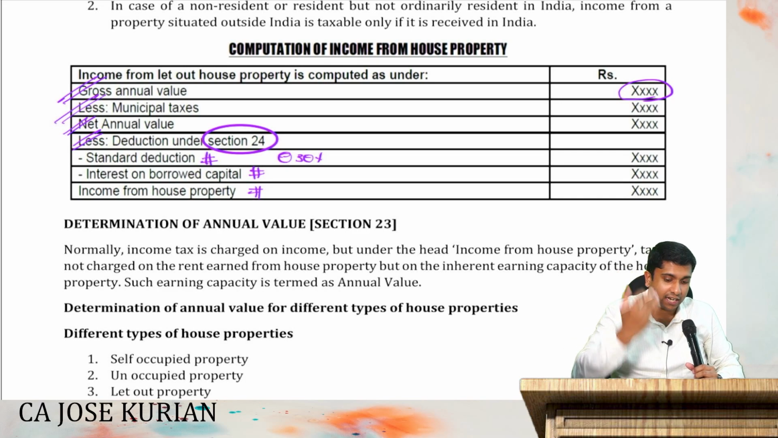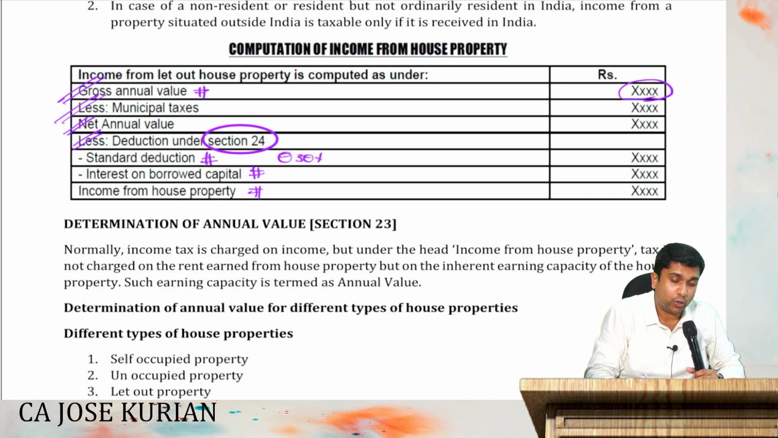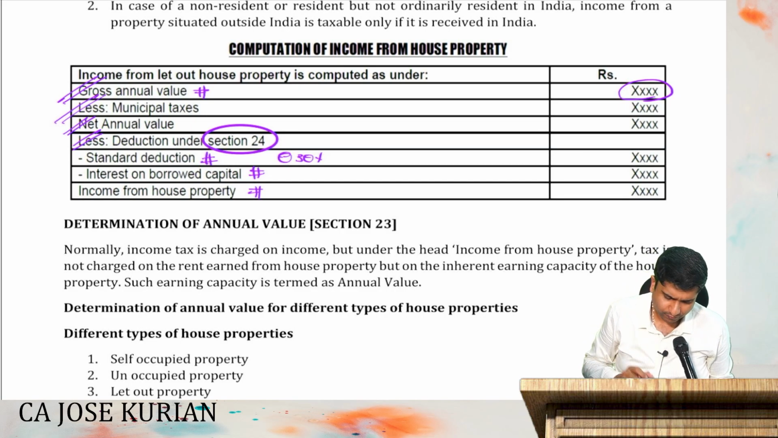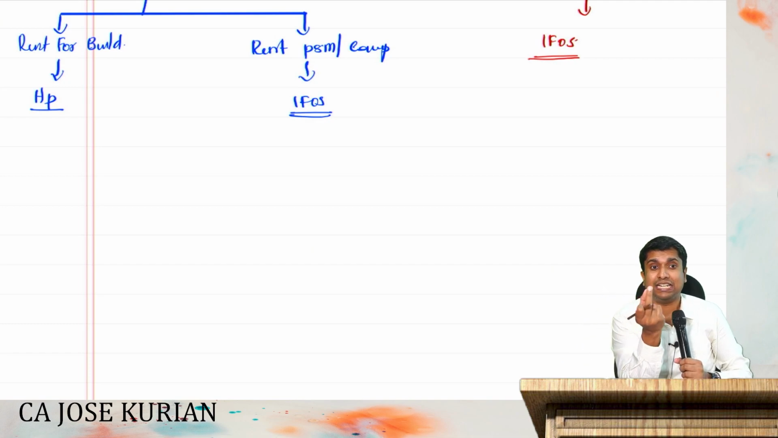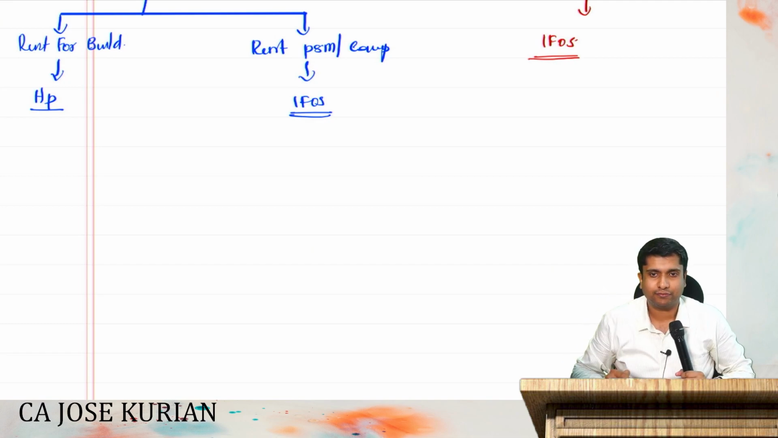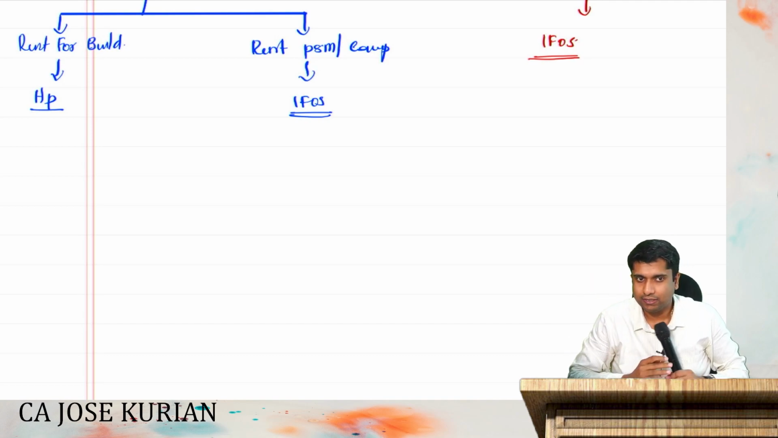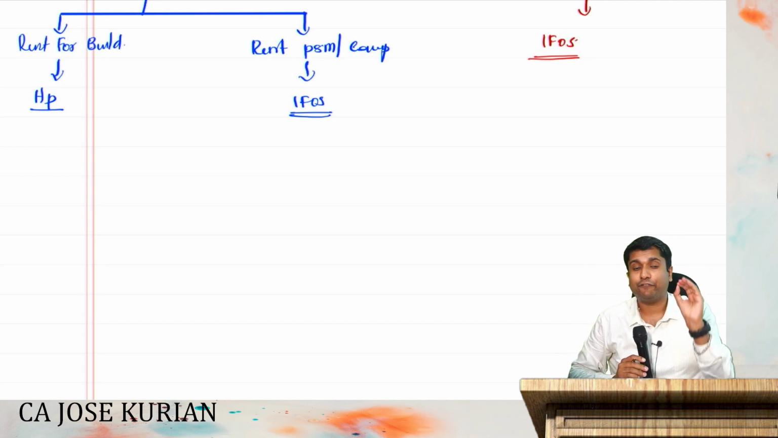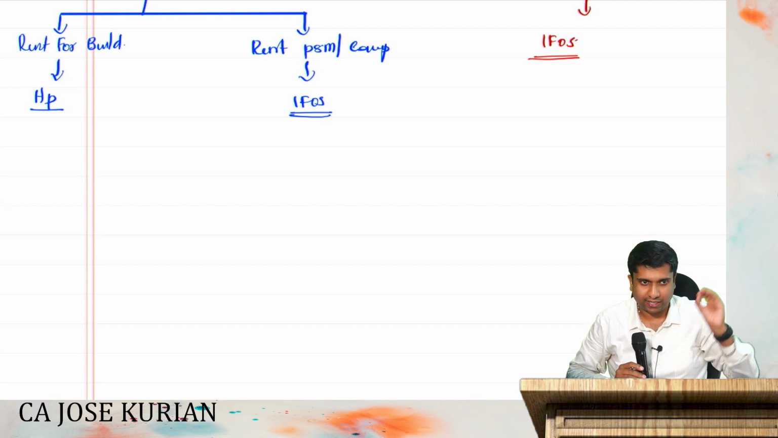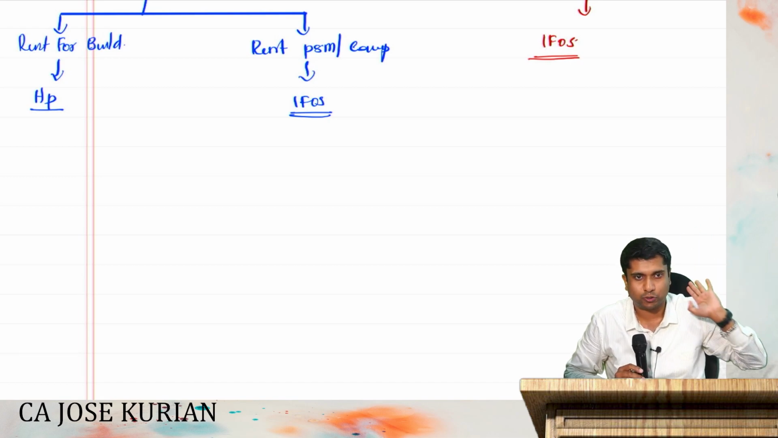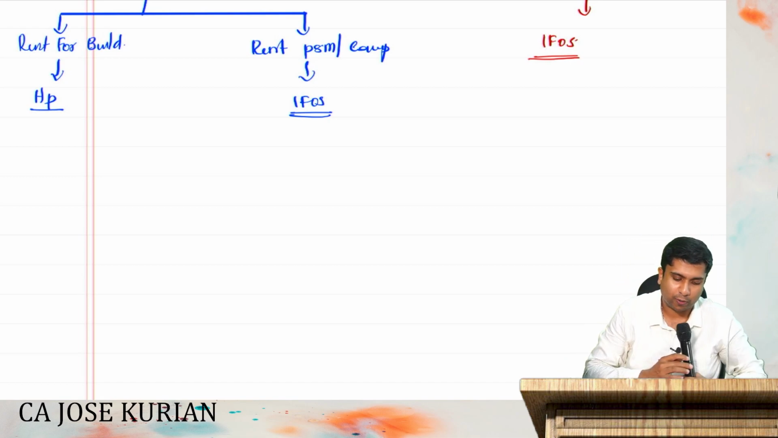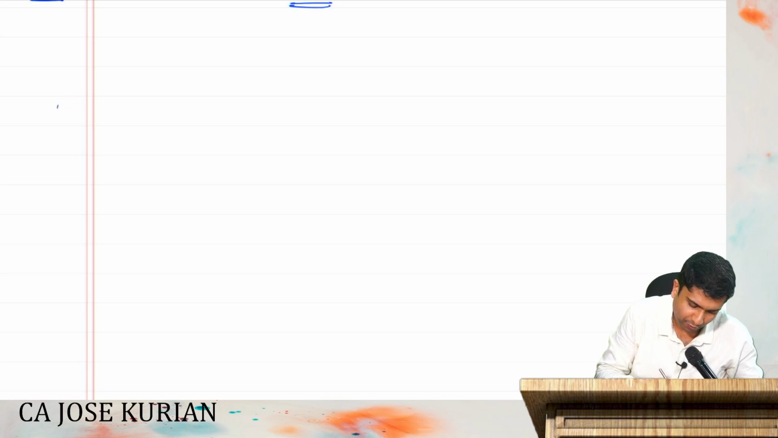So let's start with the gross annual value determination. For determining gross annual value, first you need to identify the type of house property you have. There are different classifications of house property according to the house property head. Are you all listening? There are different types of house properties. So let's identify each house property and compute the income under the head house property. The first type of house property is let out house property.